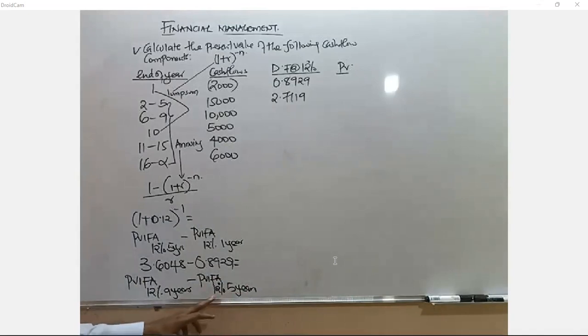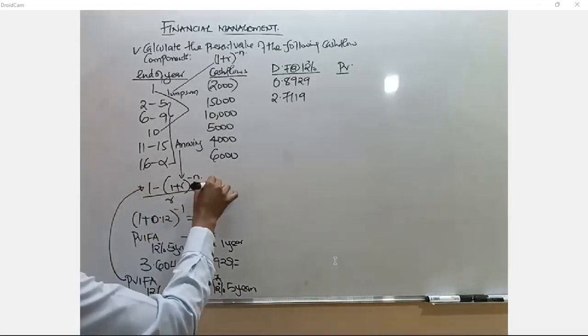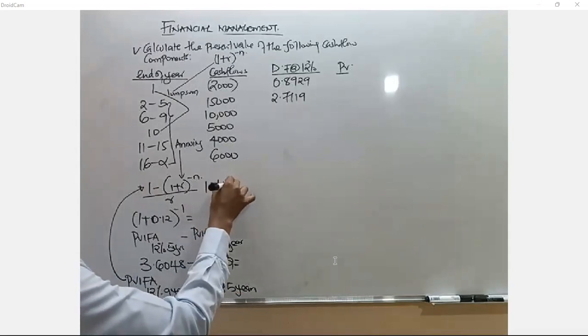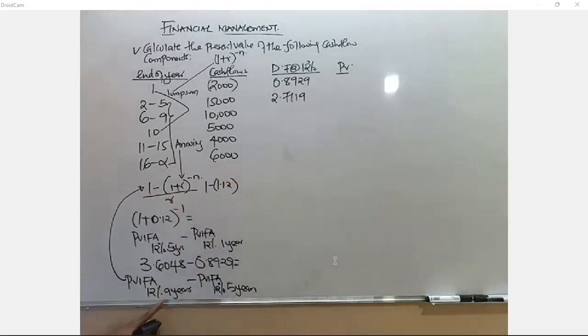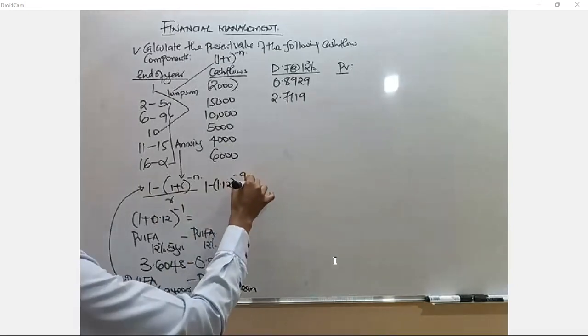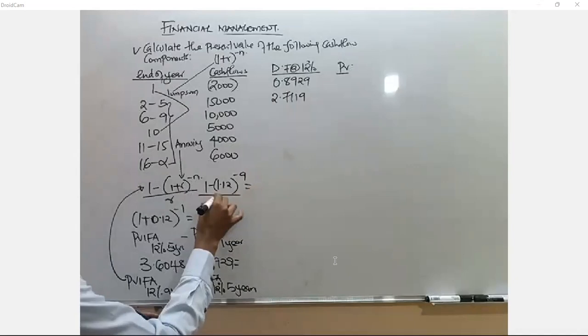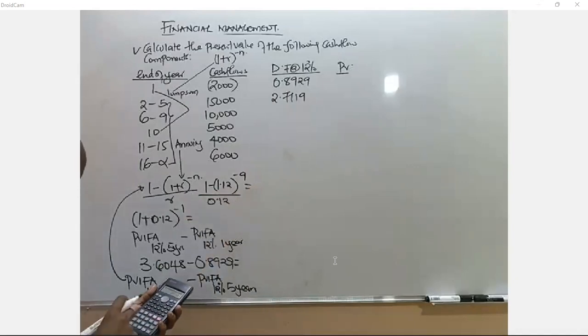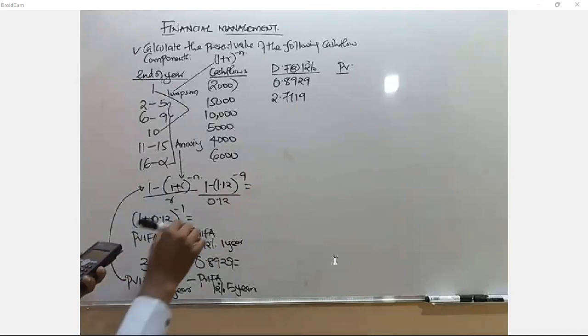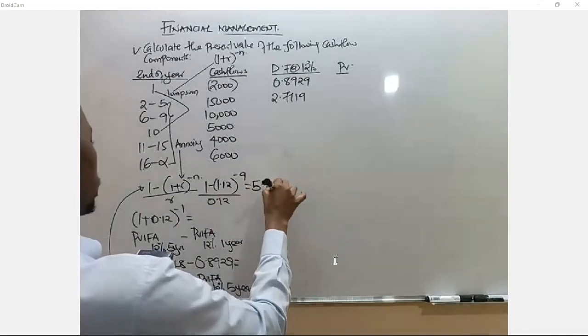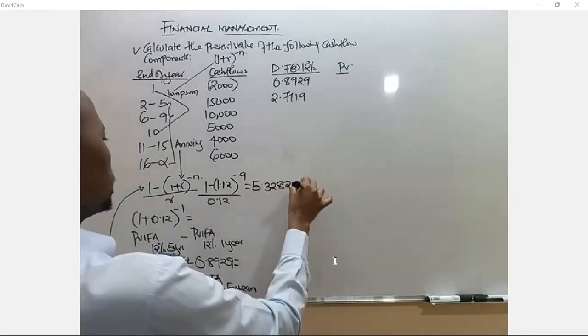This one you already have, so for this one I can use the formula now. I will say 1 minus 1.12, you know that the rate is 0.12, raised to the power of -9. We divide by 0.12. So I just need to take 1.12 raised to -9, then 1 minus the answer, divided by 0.12. The answer should be 5.3282.